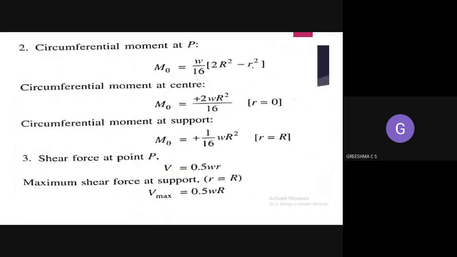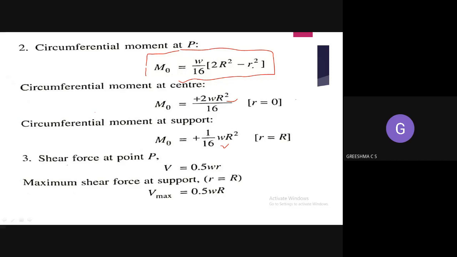Now come to the circumferential moment. This is the equation: M theta is equal to W by 16 (2R square minus r square). In the same way you have to find the moment at the center and also the moment at the support. Moment at the center means r is equal to 0, and moment at the support means r is equal to big R. So you will get this equation at the center and at the edges.